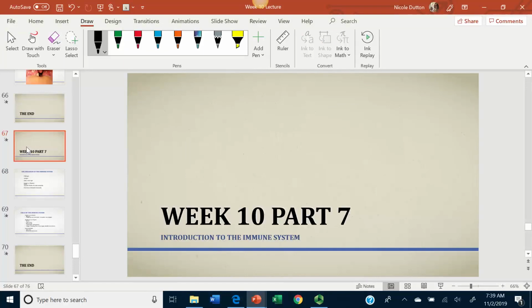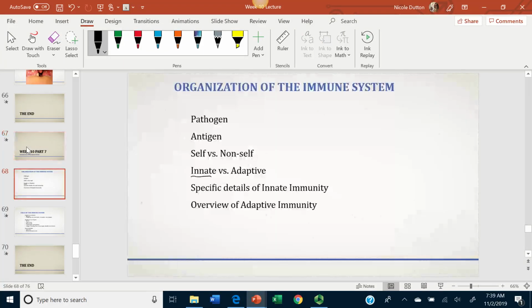Okay, so now we're going to talk about an introduction to the immune system. First of all, a pathogen. A pathogen is a disease-causing microorganism. There's all sorts of different types of pathogens. We have different types of bacteria, like strep or staph infections, viruses, like influenza or human papillomavirus, protozoans, like cryptosporidium or giardia, helminths, which are the worms, like tapeworms, roundworms, flukes. And all of those pathogens are capable of causing disease in a person.